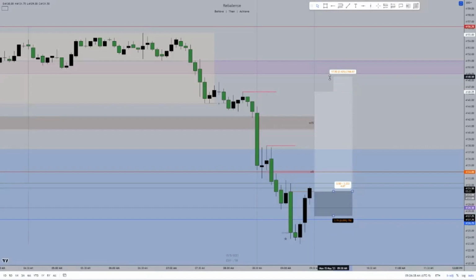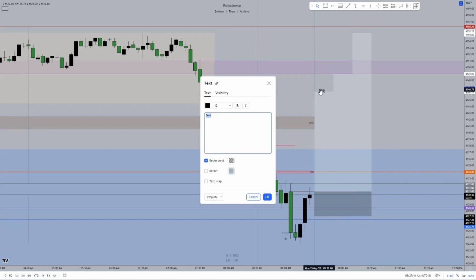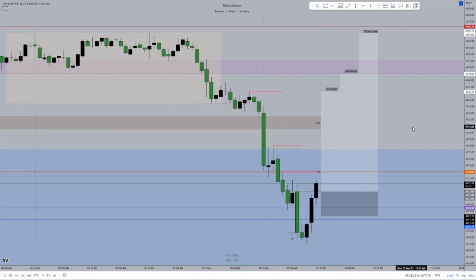So as you can see labeled there, I have an area for first partial, which was that initial 5 minute swing high, second partial, and then I have a TP for the full close at the top of that yellow shaded area. So at this point on the 5 minute, that brown line that I had drawn, that level was ultimately going to be my entry.